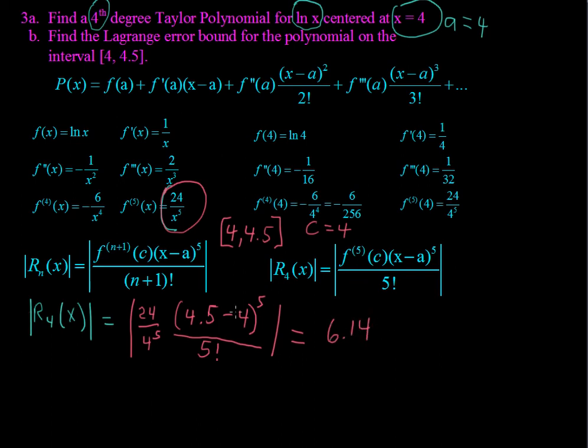We need to erase that. The remainder is equal to 6.104 times 10 to the negative 6. All right, and so it's less than or equal to, actually. And that is our answer for part B.